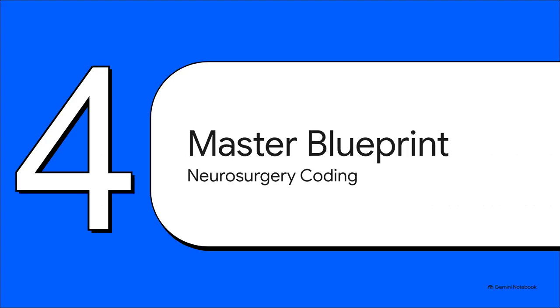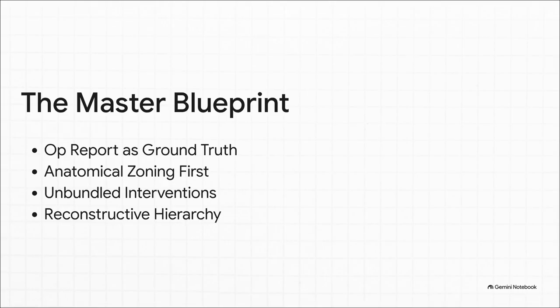Section 4. Master Neurosurgery Coding Blueprint. Having conquered that final boss operative report, it's time to distill everything we've covered in this course into our master blueprint. These 4 immutable principles are going to guide you through the chaos of literally any surgical dictation. Principle 1 is foundational. The operative report is your ground truth. You have to read beyond the procedure title, straight into the body of the note to determine the true surgical intent, the exact anatomical depth, and the specific pathology.